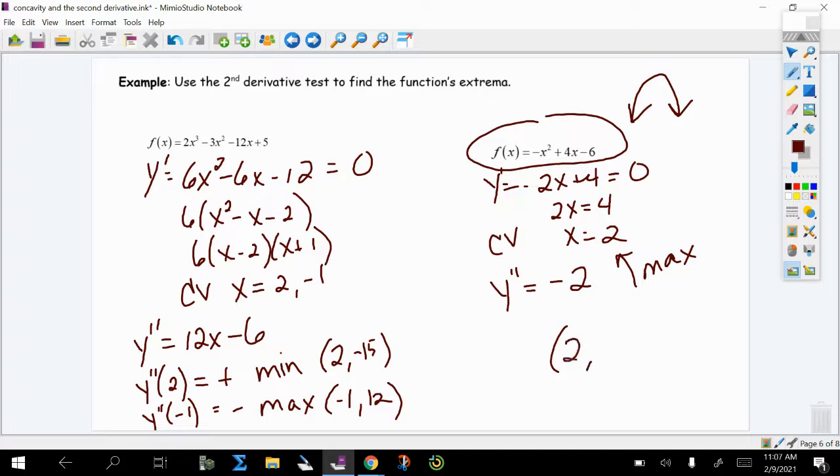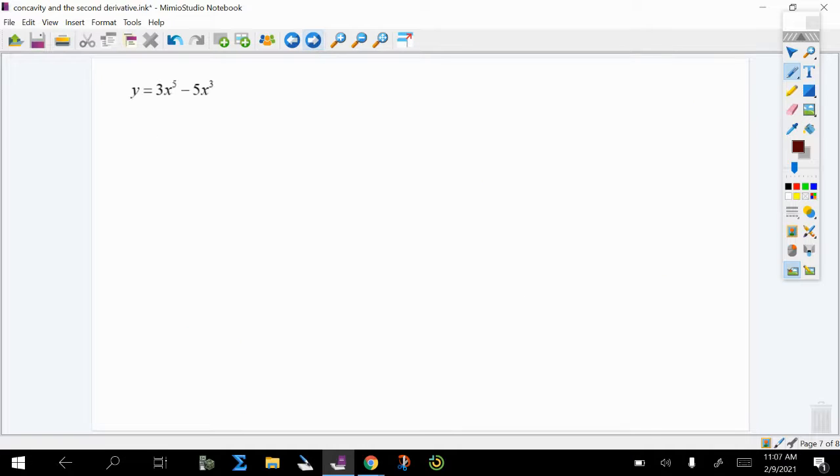My maximum happens at 2, and then I'm going to put 2 into my original function, and I get negative 2. So there is my relative maximum. So that's like best case scenario. Parabolas are very quick with these. Last one, I want to show you what do we do if things don't work with this test.